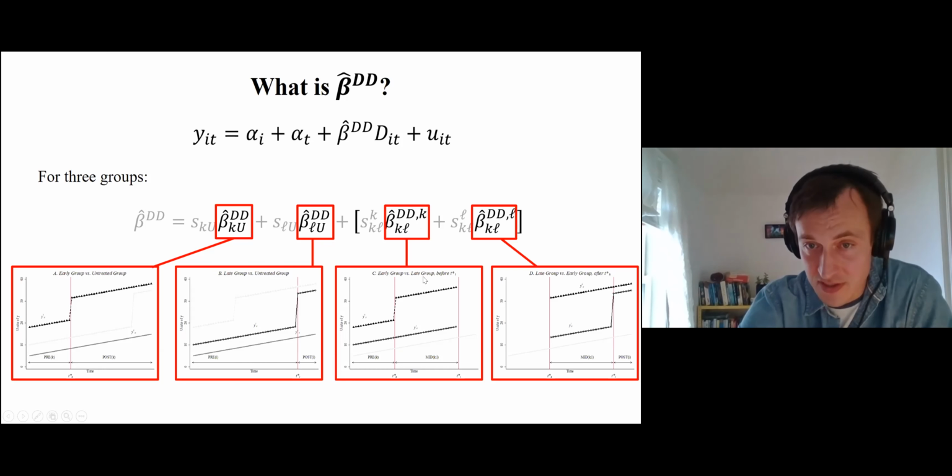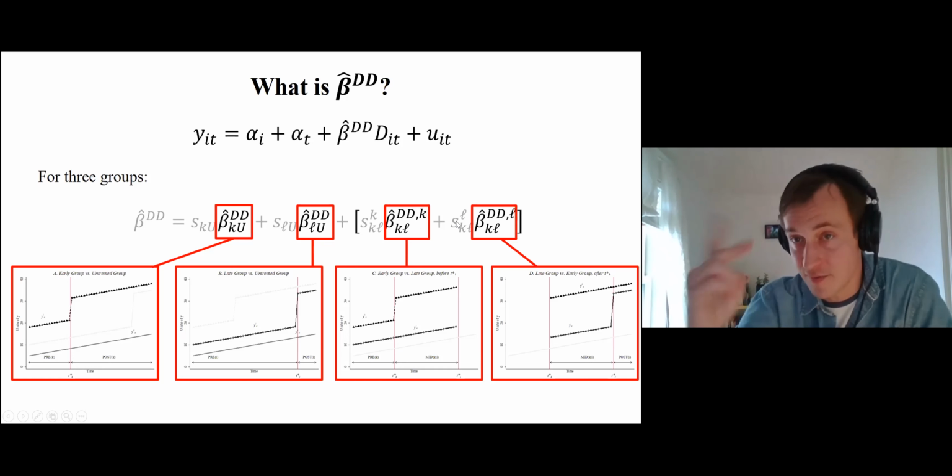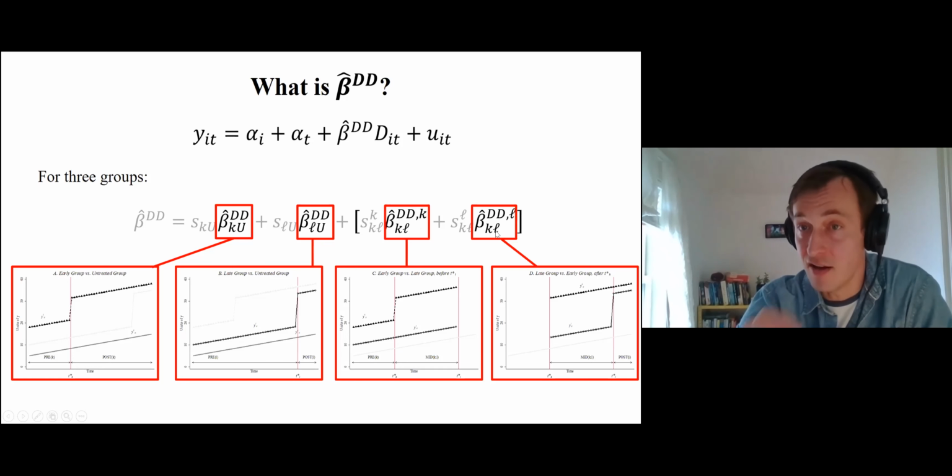That's the early group versus late group before T star L. And then this last beta is the flip side. We're going to compare K versus L, early versus late. But now we're going to use the late guys as the treatment group and the early guys as the control. So these are the components that give rise to beta hat diff and diff when you run two-way fixed effects.